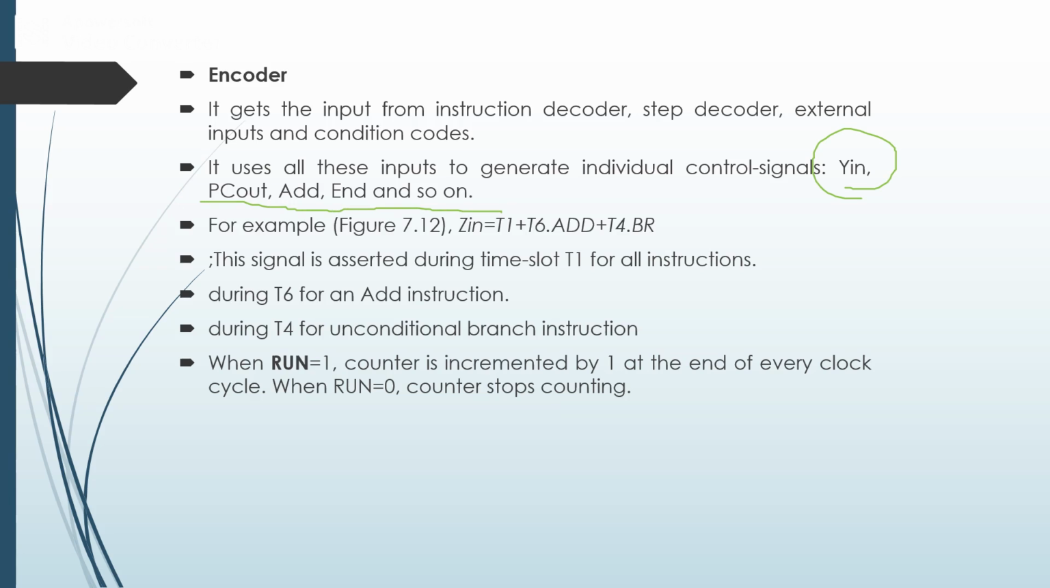For example, if we want to generate one control signal Zin, that is equal to T1 plus T6 AND Add plus T4 AND Branch instruction. This signal is asserted during the time slot T1 for all instructions, during T6 for an add instruction, and during T4 for an unconditional branch instruction. When Run is equal to 1, the counter is incremented by 1 at the end of every clock cycle. When Run is equal to 0, the counter stops counting.